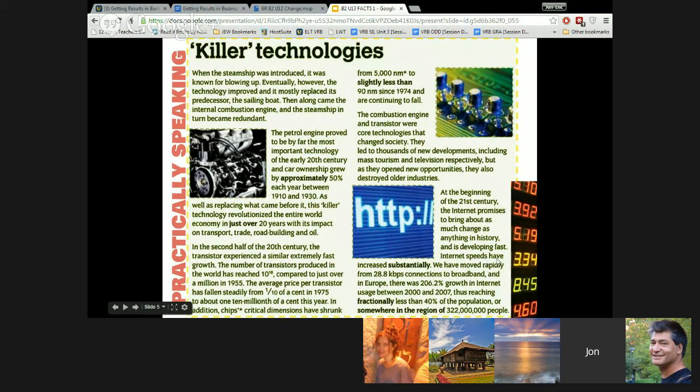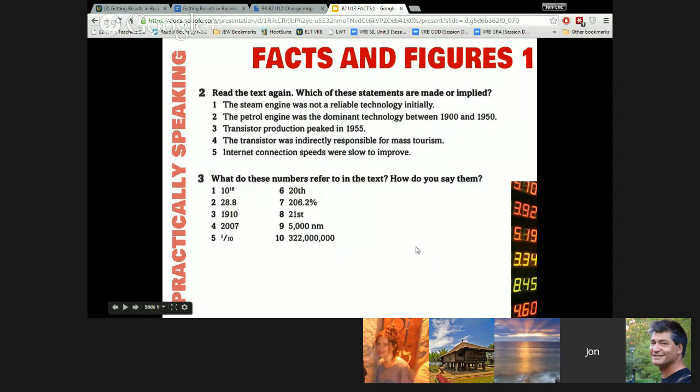Internet speeds have increased substantially, meaning from the beginning of the 21st century to now. So over the last 15 years. So that is pretty fast. And substantially means, does that mean fast, or does that mean a lot? A lot. A lot, right. Substantially, a lot. But it's a lot in a short period of time. So I think the answer is true for that one.